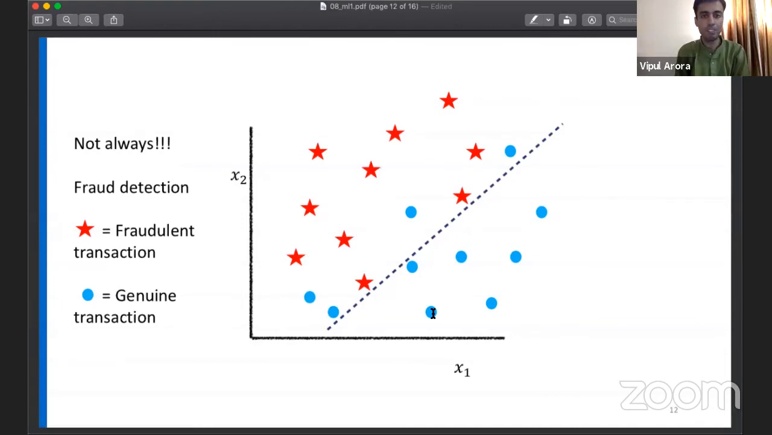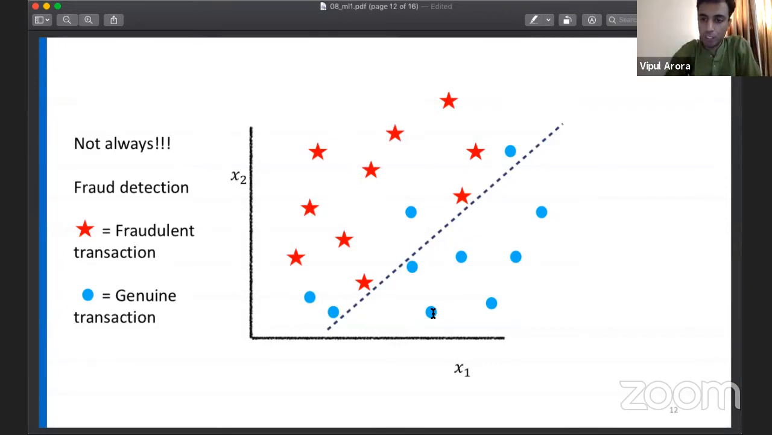So that is the point which I want to make here, that it is not always true that equal mistakes on both the classes is a good strategy. Sometimes, depending on the application, you may want to have more confidence or more caution for detecting one class.